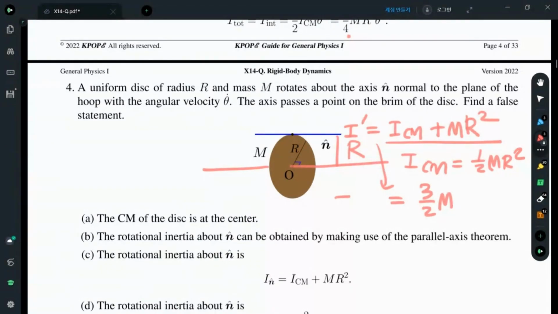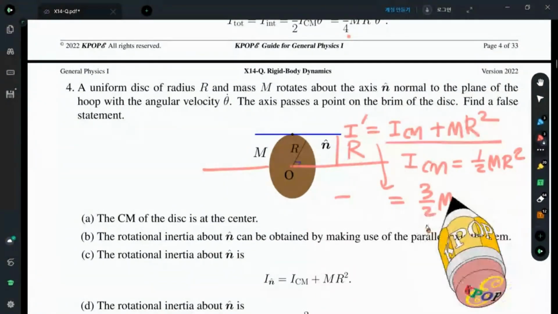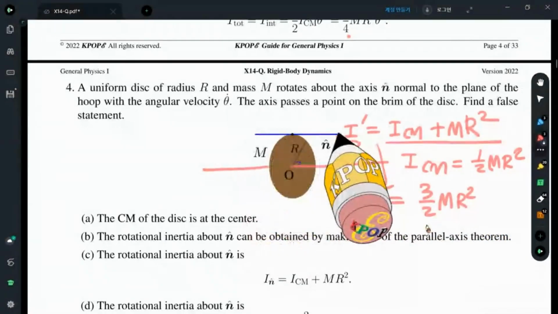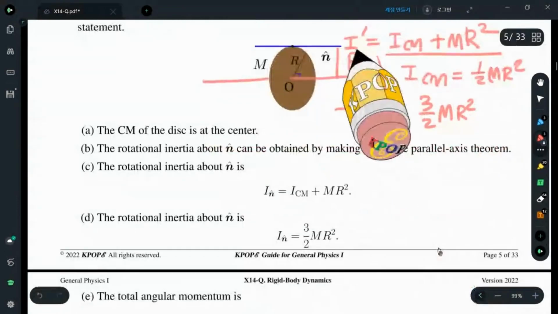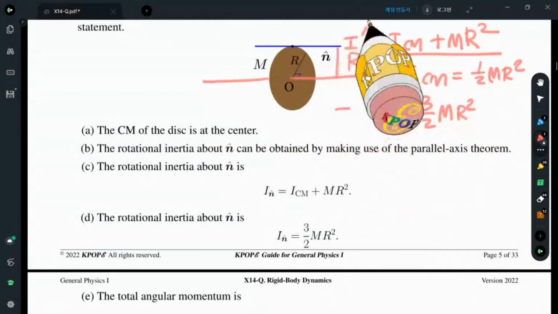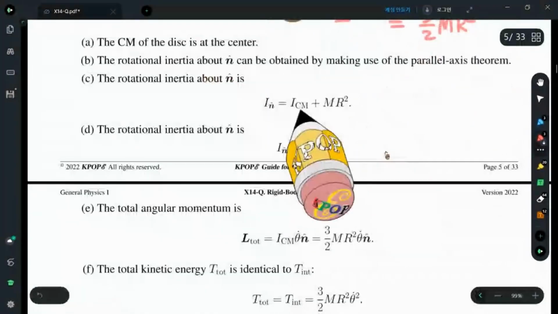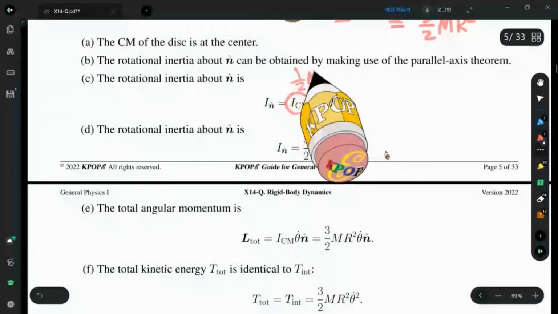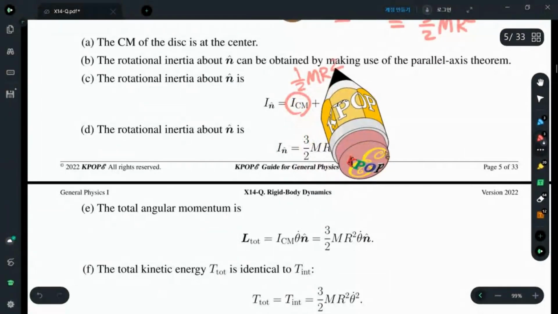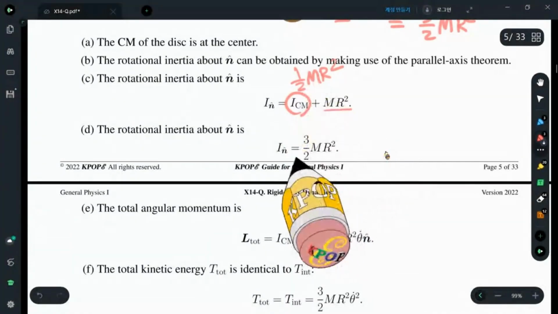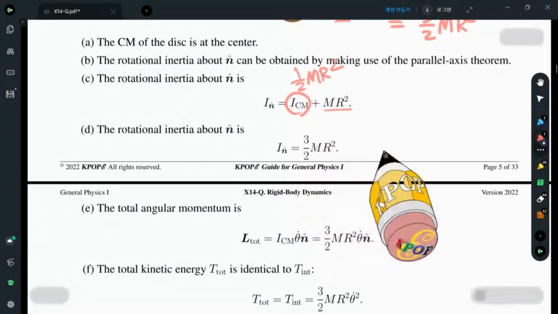So 3/2 mr squared is I prime. That is the rotational inertia about this blue axis. So once we determine this rotational inertia, everything is straightforward. I told you this is 1/2 mr squared, and with the parallel axis theorem, we add mr squared, the sum is 3/2 of mr squared.